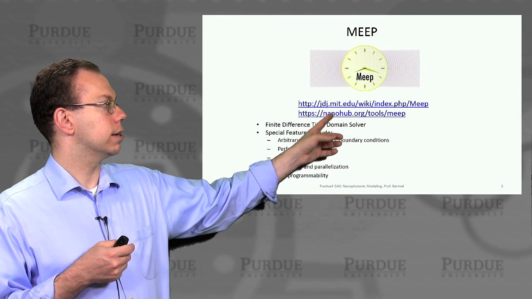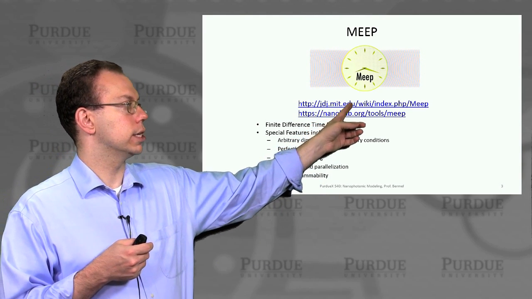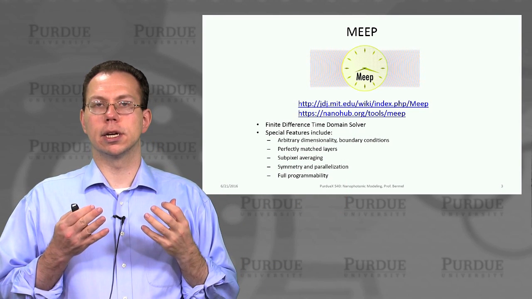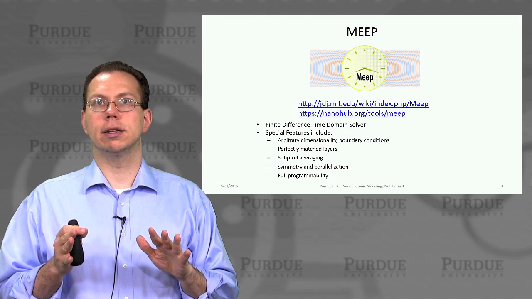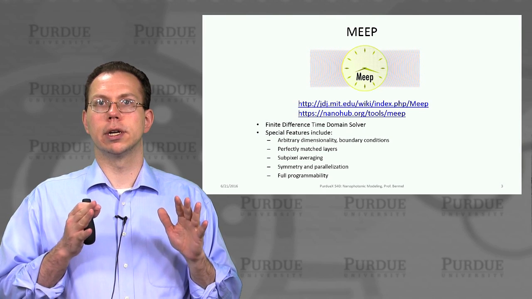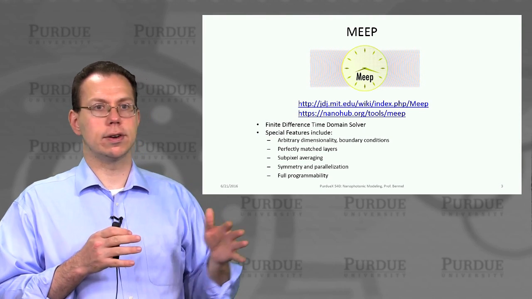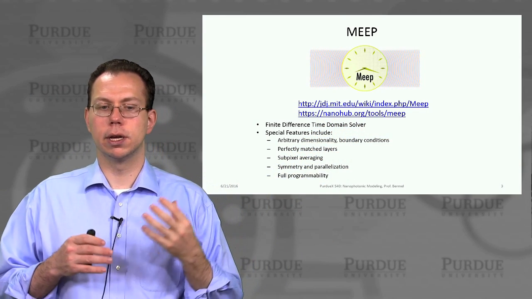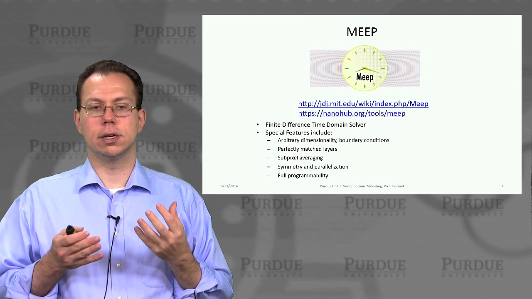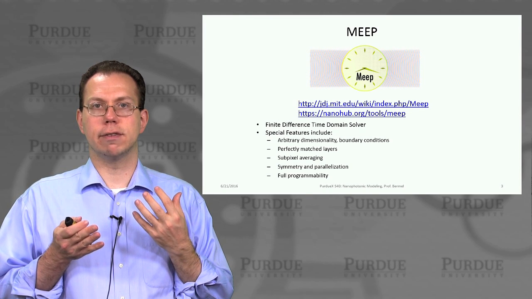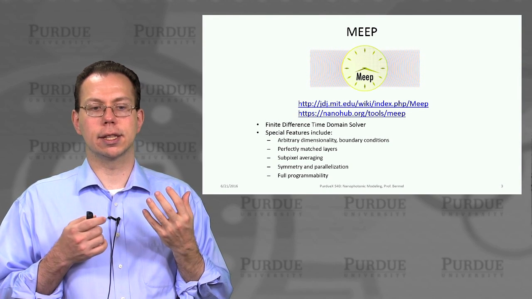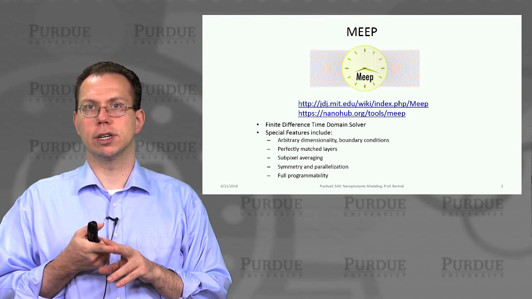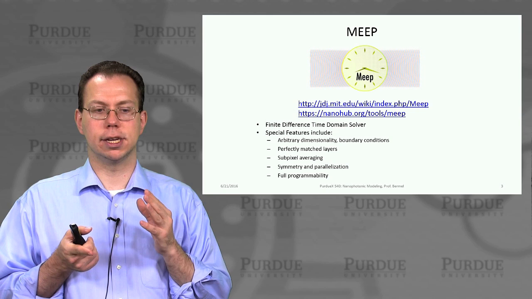And so MEEP is available for download through this website, or you can run it as a tool without any installation of software and only using a free account on NanoHub using this link, nanohub.org/tools/meep. And so this allows you to do very powerful finite difference time domain solutions, and it has a lot of special features. We said we can do arbitrary dimensionality and boundary conditions, which by itself is very significant.